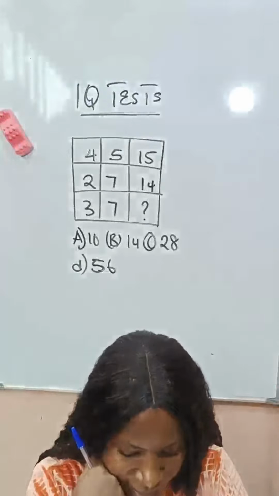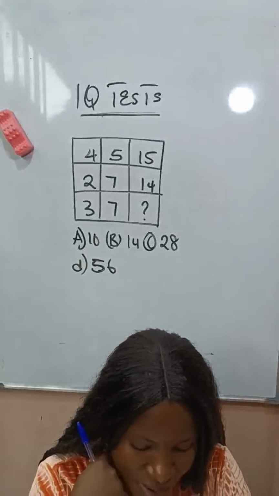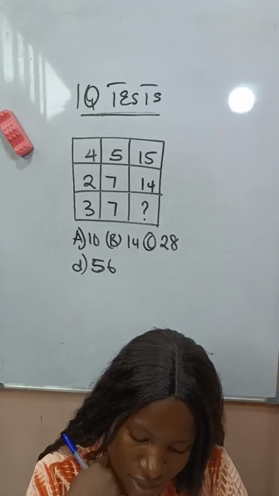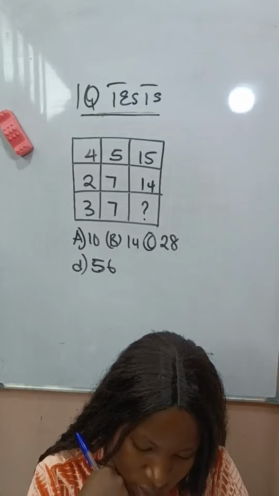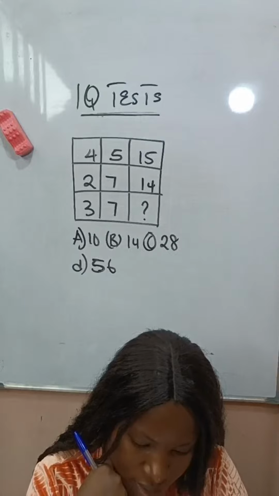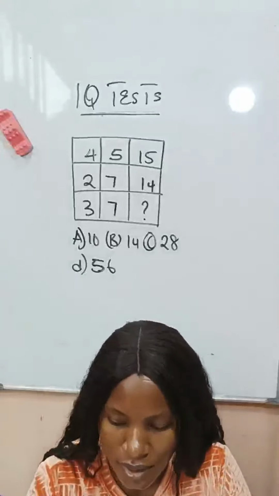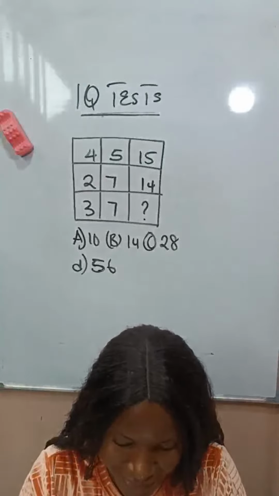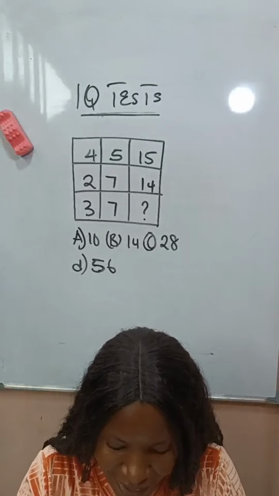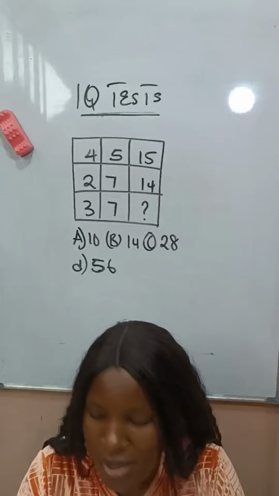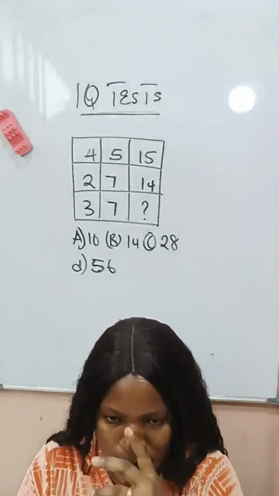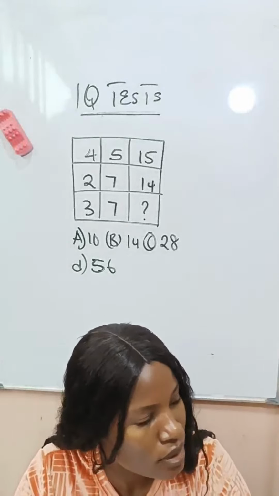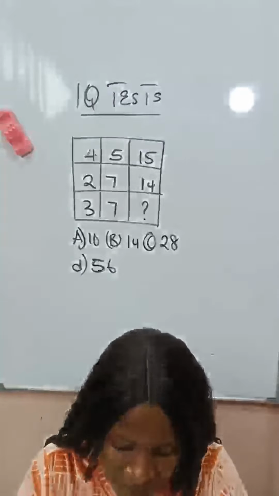Okay. No more answers. Rama says it's 14. Okay. Aski says it's option C. All right. What is the missing number, friends? What do you think the missing number is? Let's go, friends. I want more energy.